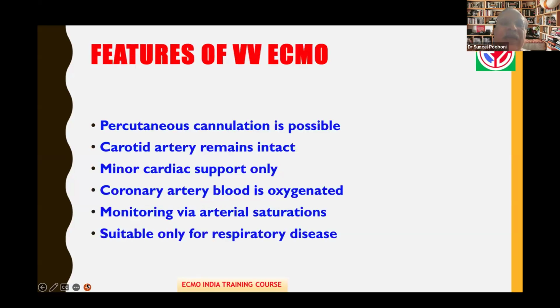The features of VV ECMO are percutaneous cannulation is possible, the carotid artery remains intact and we do not need to touch it. Minor cardiac support only. We go by this with the inotropic score. Coronary artery blood is oxygenated. Monitoring via arterial saturations is possible and it is suitable only for respiratory disease.